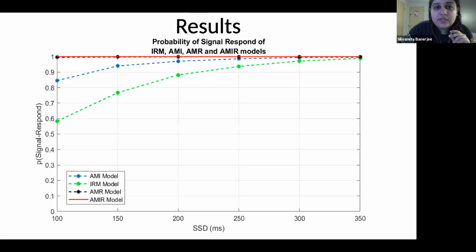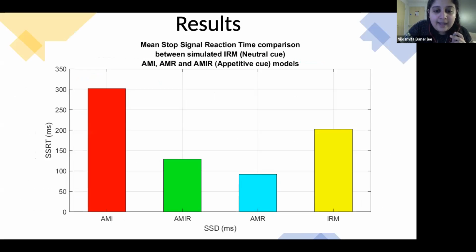The simulations resulted in these dynamics. This is the probability of signal response, which basically means the probability of responding on a stop signal trial, and it was the highest for the first parameter variation model. And this was another comparison. This is only a subset of the simulation results, because there are a lot of other dynamics that we looked at as well. But the red bar here shows the SSRT, the stop signal reaction time, and it was exactly the same. The simulations showed exactly similar ranges of reaction times for the first model augmentation.